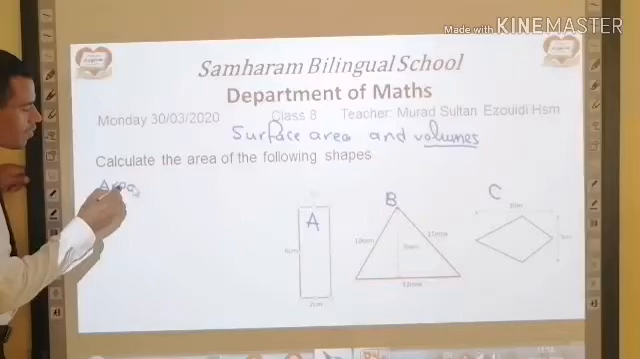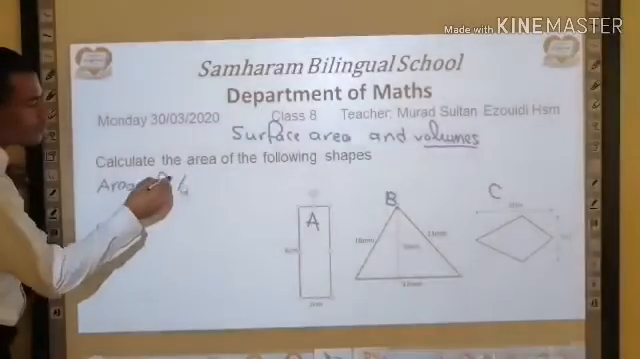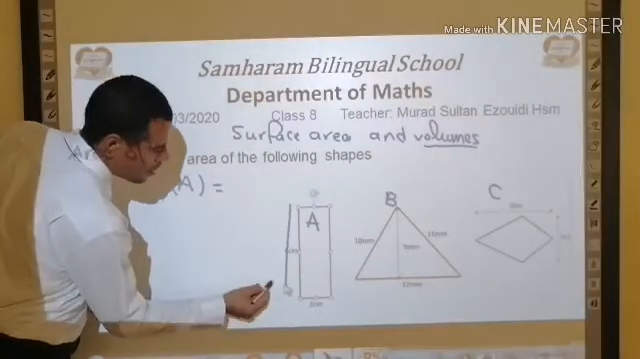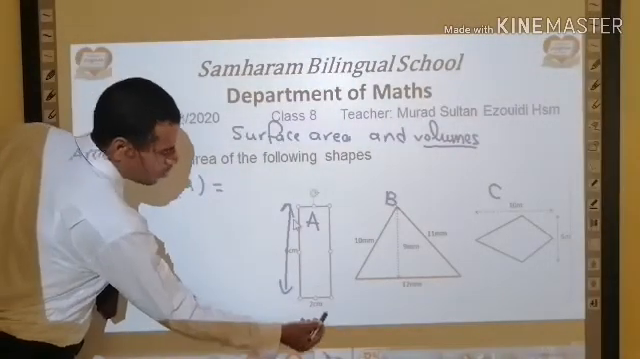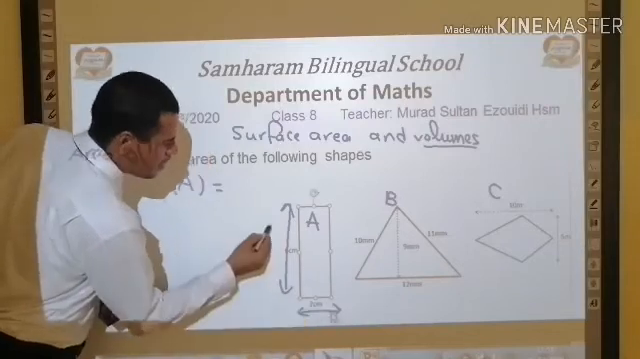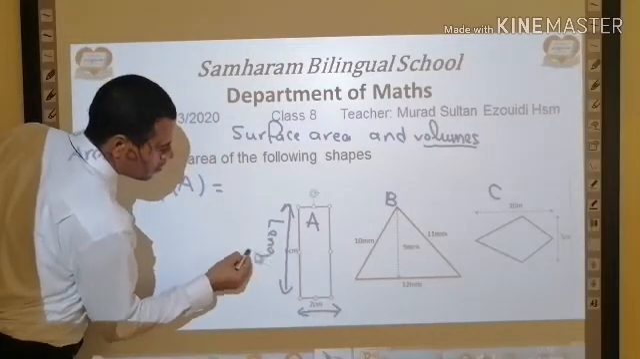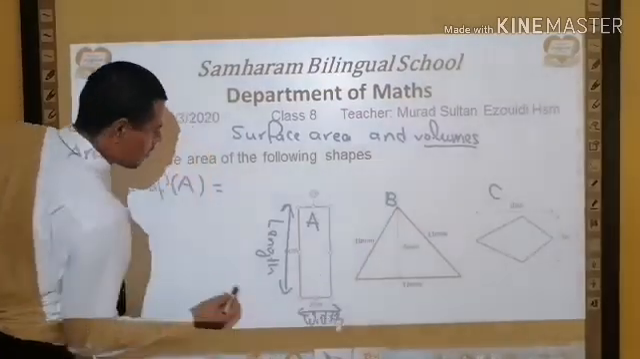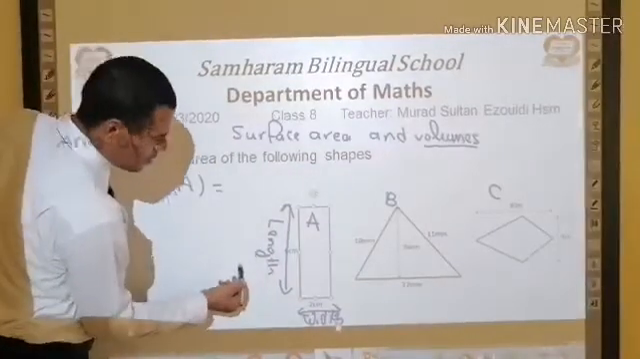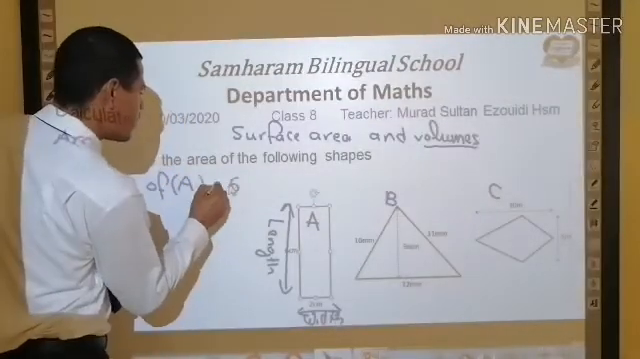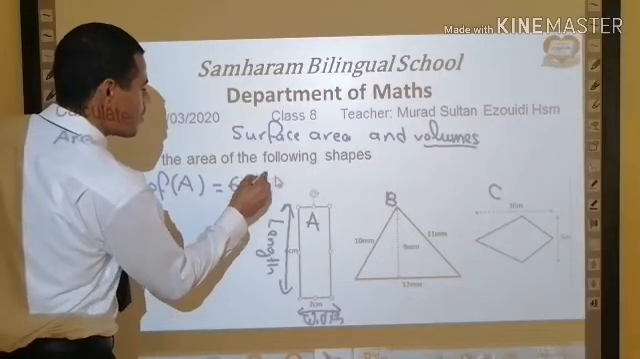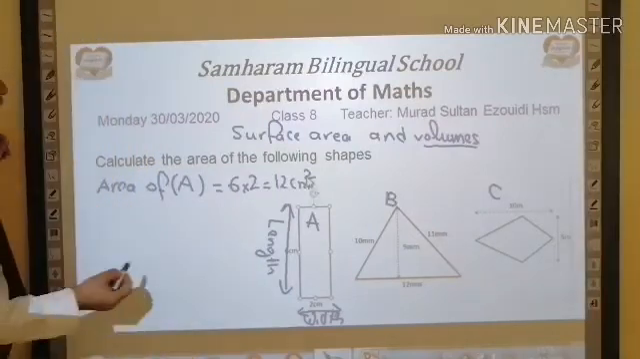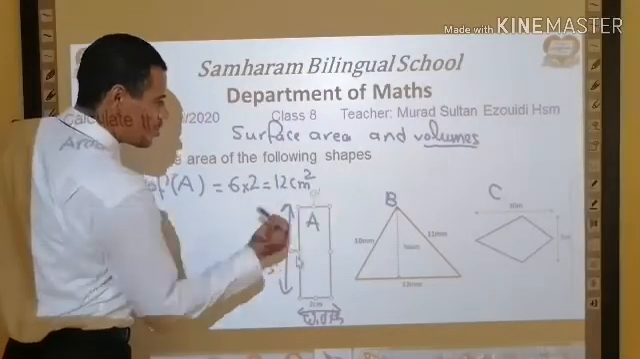Area of shape A is equal to what? The length multiplied by width. This is the length, and in my case this is the width. So the length is 6 centimeters multiplied by 2 gives 12 centimeters squared. Don't forget about the unit. If the unit isn't written, write the unit squared.